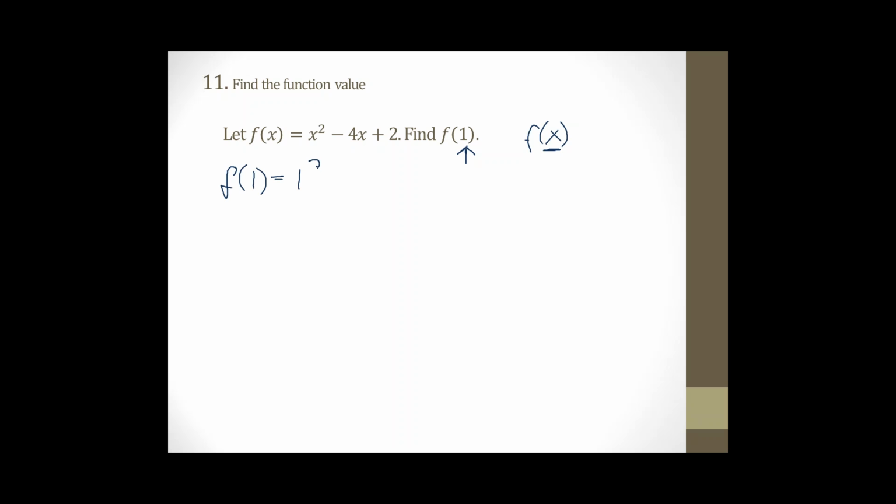So 1 squared minus 4 times 1 plus 2, and then let's solve the right side of this function. 1 times 1 is just 1, negative 4 times 1 is negative 4, and then plus 2. Let's continue down. 1 minus 4 is negative 3, plus 2. And last step, negative 3 plus 2 equals 1. So this means if I evaluate f of 1, I would get 1. Let me know if you guys have questions.